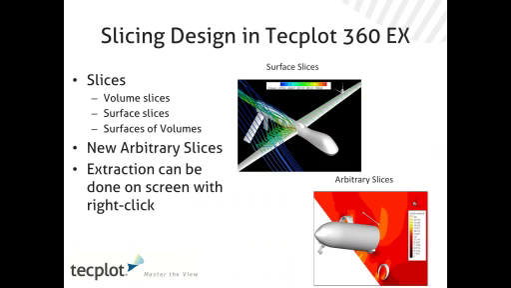We also implemented some changes to slicing, including arbitrary slicing, as well as the ability to extract slices on screen. This is very helpful as we've implemented surface slices, so in a way you can slice along a wing or a body and with one click extract those slices to use them for further analysis and plotting.